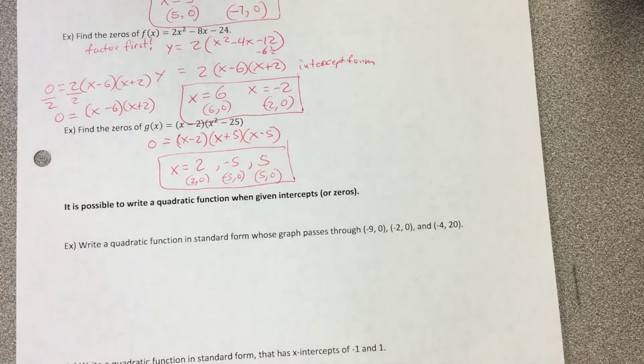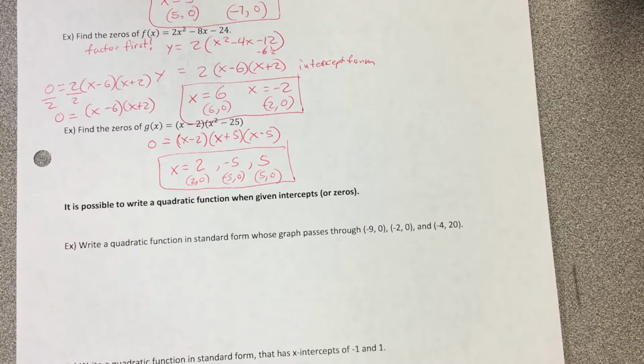All right, some other applications for intercept form is that you can write things in intercept form initially and then rewrite them in standard form. So in bold here I've got it is possible to write a quadratic function when given intercepts or zeros. And exactly what we're going to do is look for the zeros and write intercept form first, then multiply it all out to get standard form.